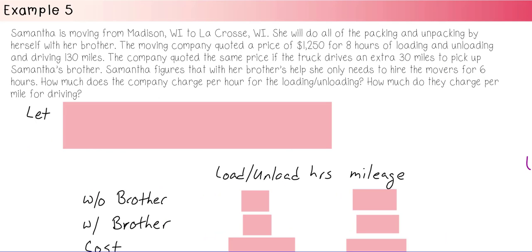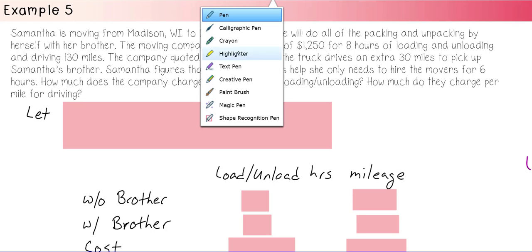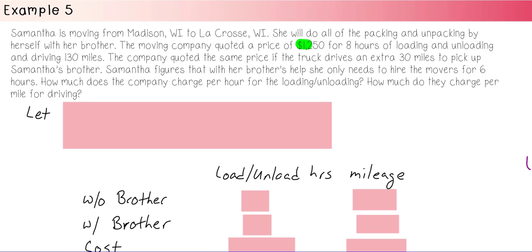So in this second example, we're going to look at another way to solve a system of equations. It's going to be the same type thing. So Samantha is moving from Madison, Wisconsin to La Crosse, Wisconsin. She will do all of the packing and unpacking by herself with her brother. The moving company quoted a price of $1,250 for 8 hours of loading and unloading and driving 130 miles. The company quoted the same price if the truck drives an extra 30 miles to pick up Samantha's brother.